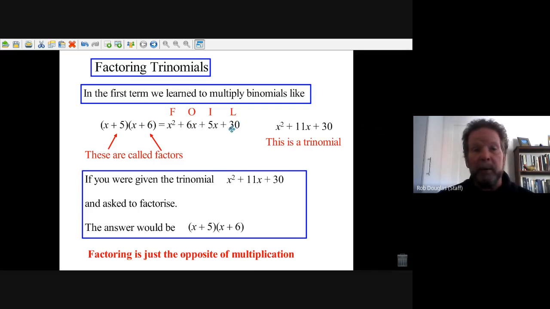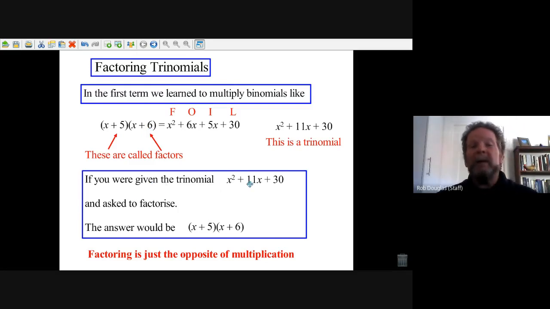Okay, there's 4 products altogether every time you multiply a binomial. The first, outside, inside, and last, and we call that FOIL. Now the outside and the inside products, 6x and 5x, are called like terms. So we can put them together and you get 11x. This x squared plus 11x plus 30 is called a trinomial because there's 3 things there. The x plus 5 and the x plus 6, that whole bracket is called a factor. So x plus 5 is a factor, x plus 6 is a factor.